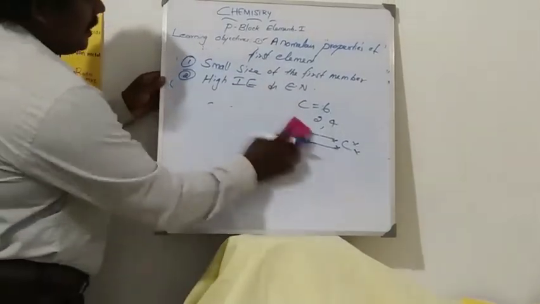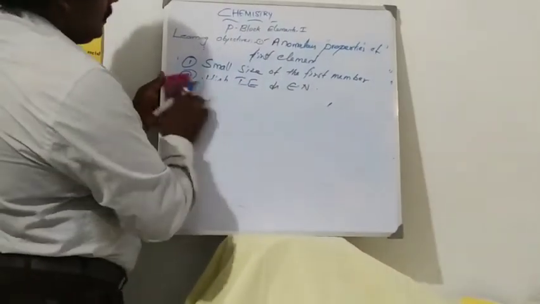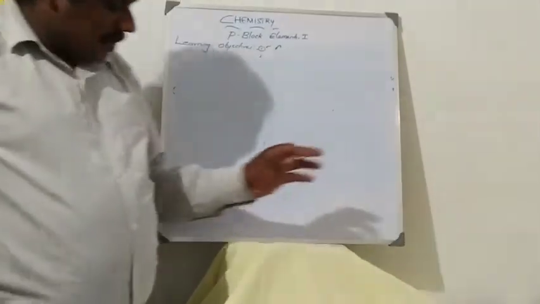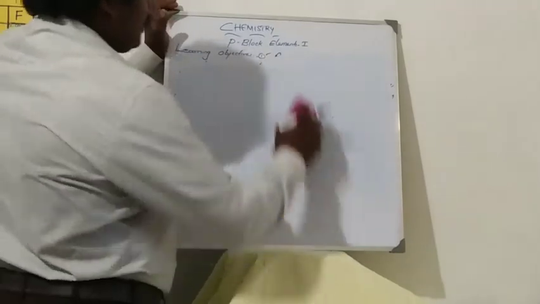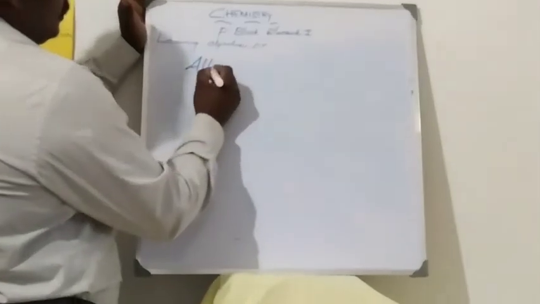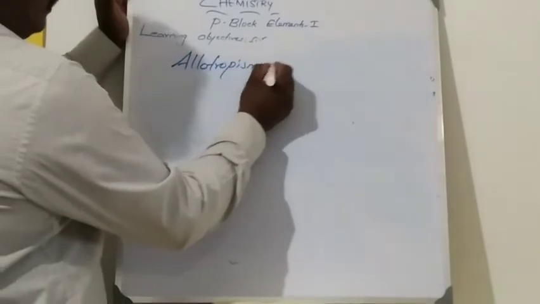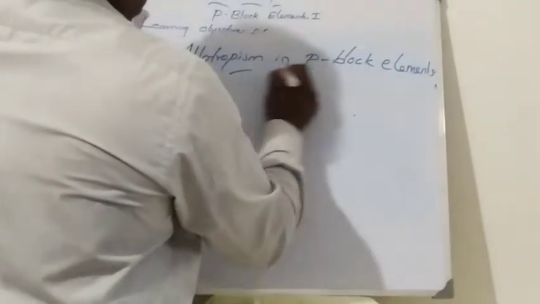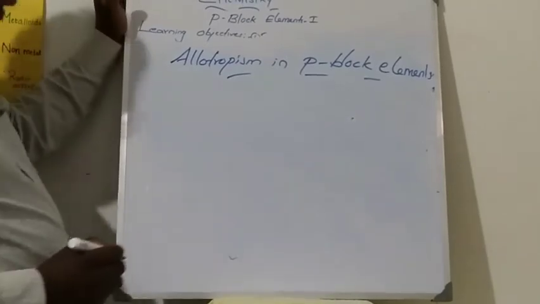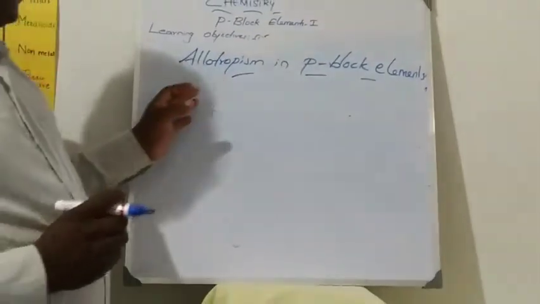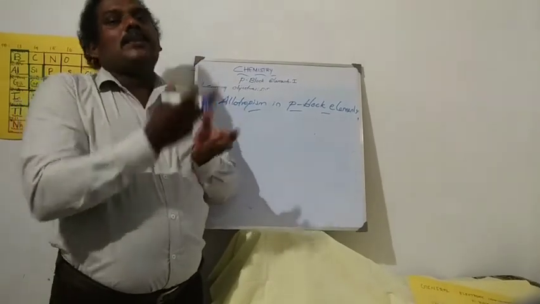The next topic is allotropism in p-block elements. What is the meaning of allotropism? A substance existing in more than one form.